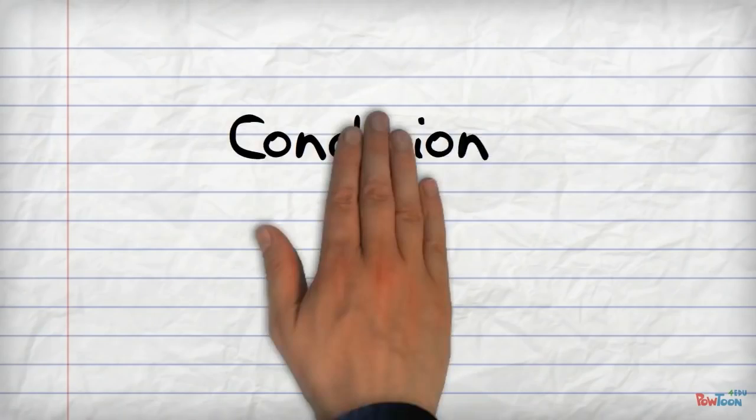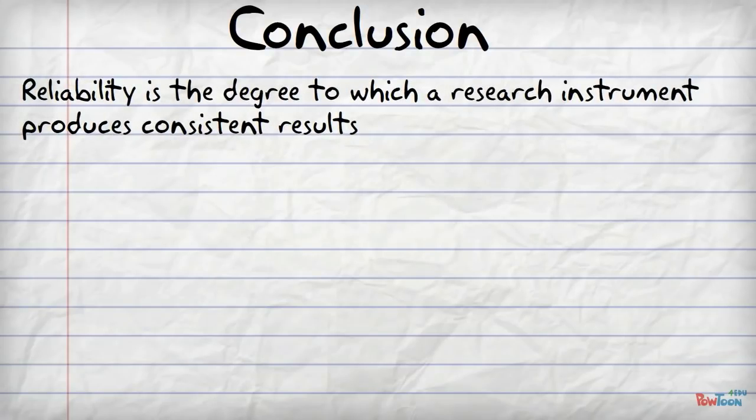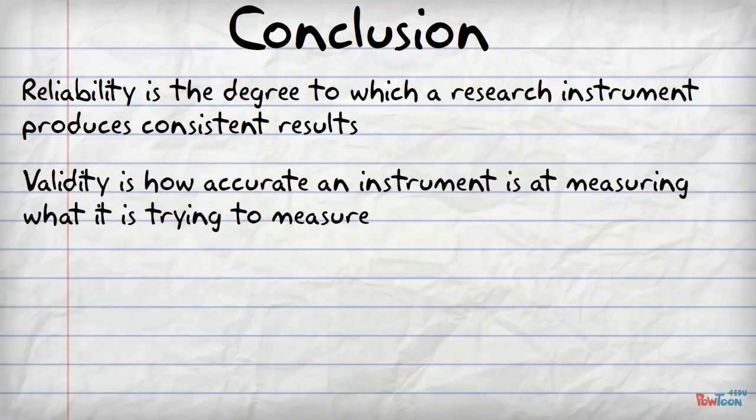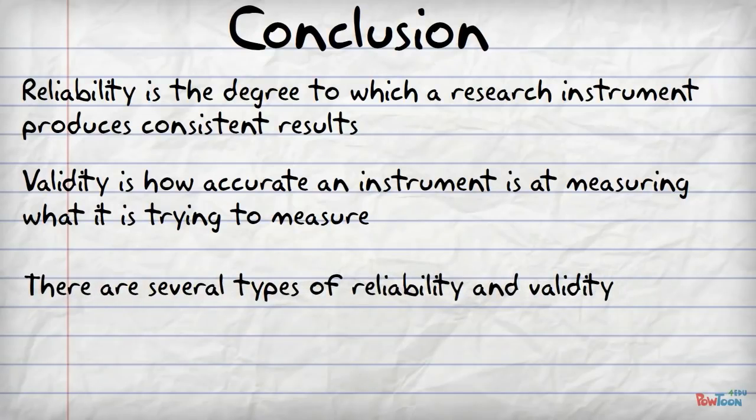In conclusion, reliability is the degree to which a research instrument produces consistent results. Validity is how accurate an instrument is at measuring what it is trying to measure. There are several different types of reliability and validity.